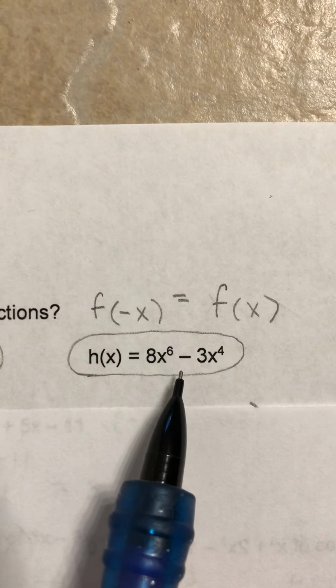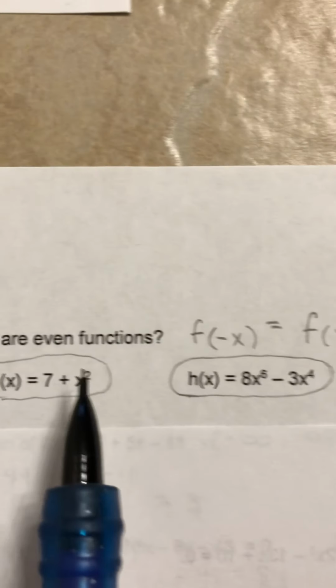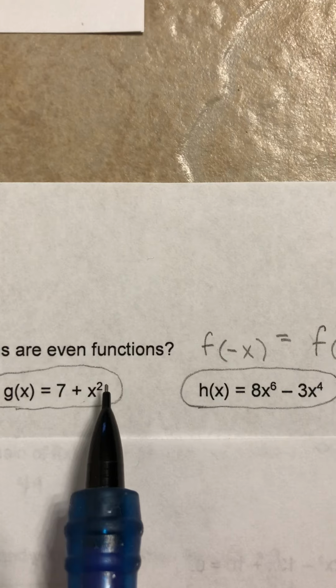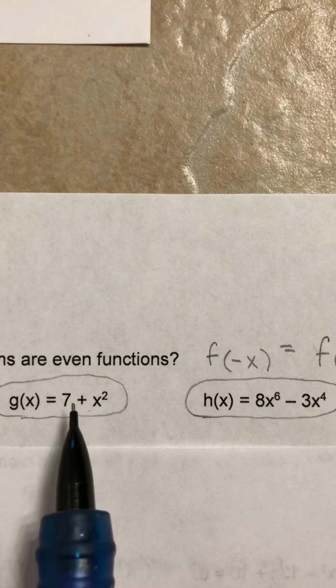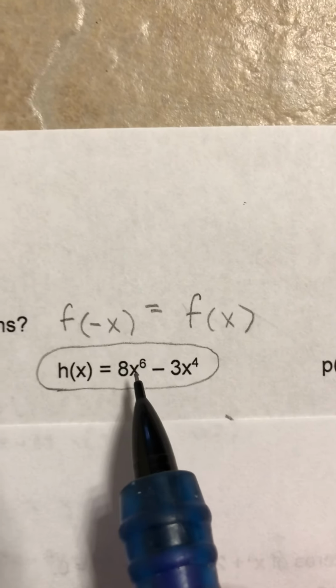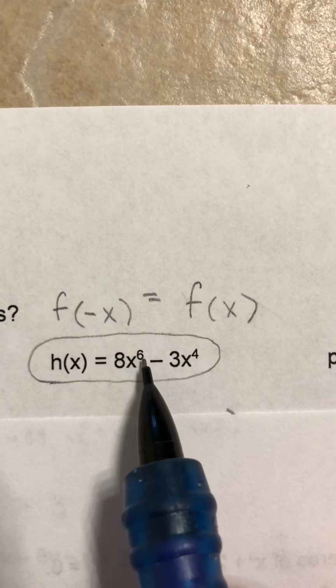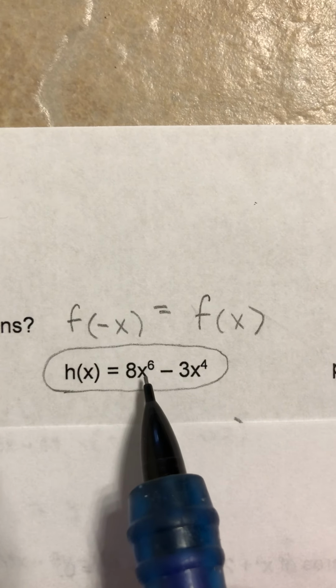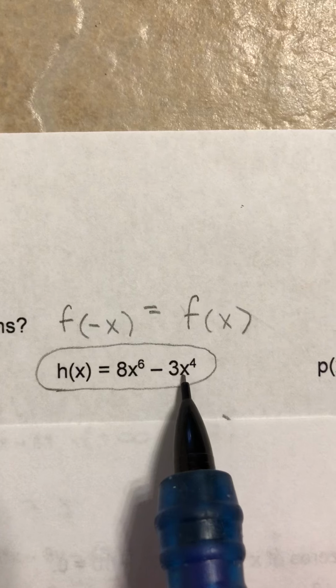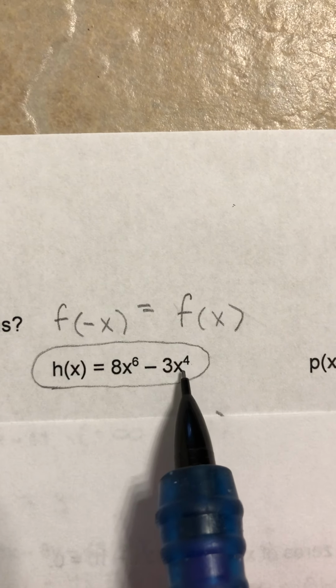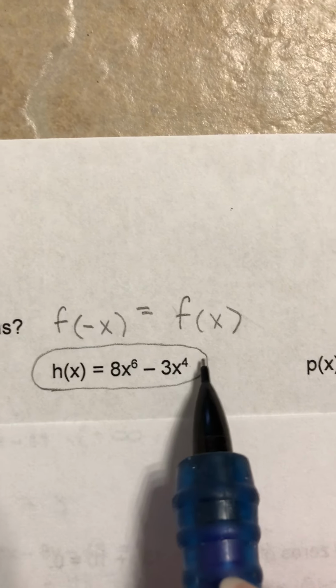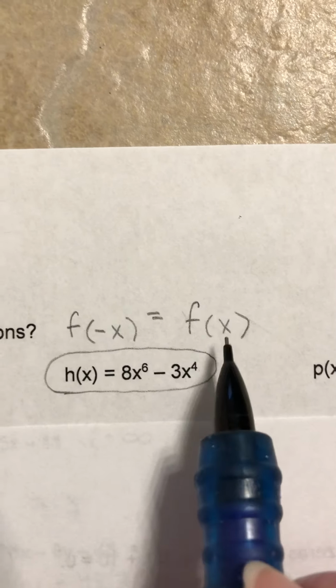This one would be an even function because when I plug in negative x and I square it, I get x squared, so it's the same. When I plug in negative x and I take it to the 6th, it's going to work out to be positive x to the 6th. When I plug in negative x to the 4th, it's going to work out to be positive x to the 4th, so it works out the same as the original when I plug in that.